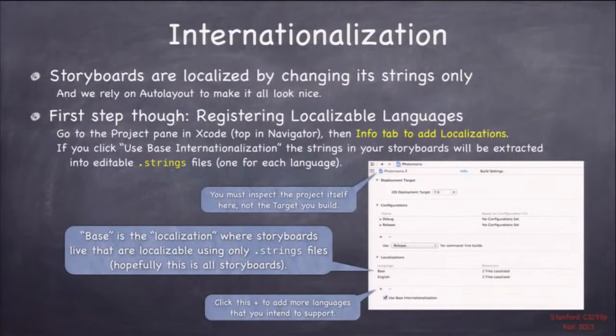When you hit that little plus button down in the lower left-hand corner, it's going to be a pop-up with a list of languages. You're not going to just type in the word Arabic or French. You're going to pick from a list of supported languages for iOS.